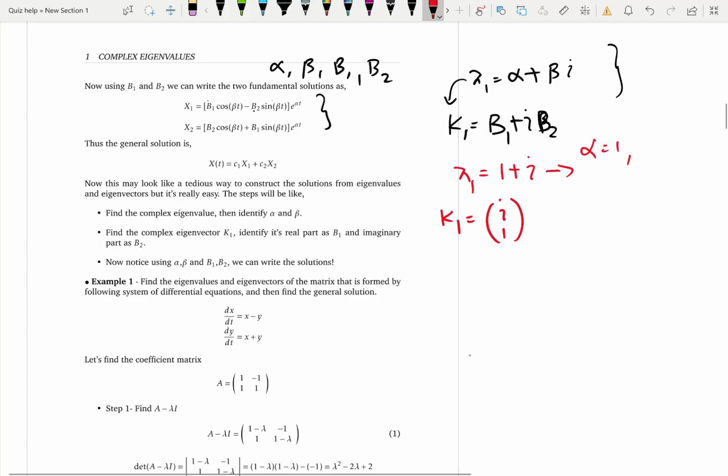Alpha is 1 here, beta is 1, right? Always remember, beta is independent of sign. Beta does not have a sign, but alpha can have a sign, okay? All right, now what is b1 and b2?